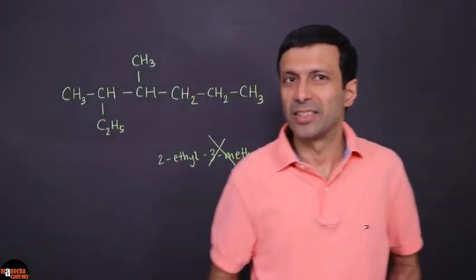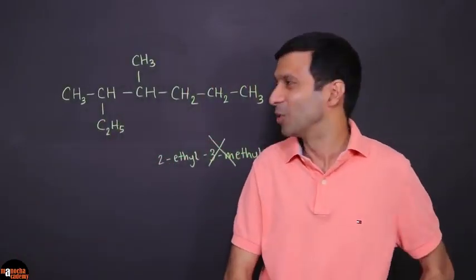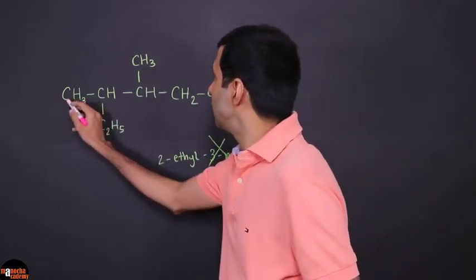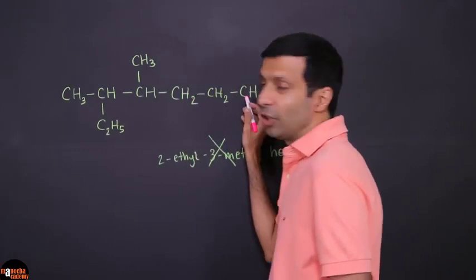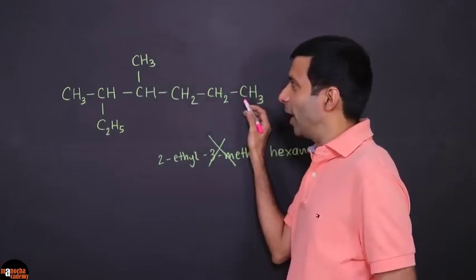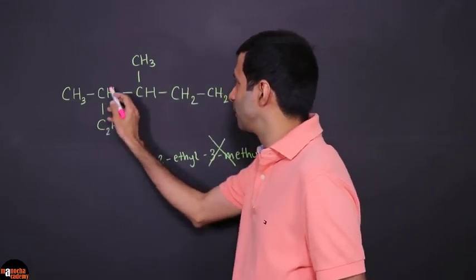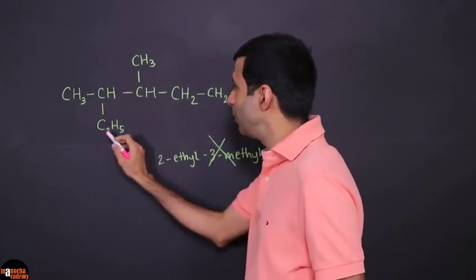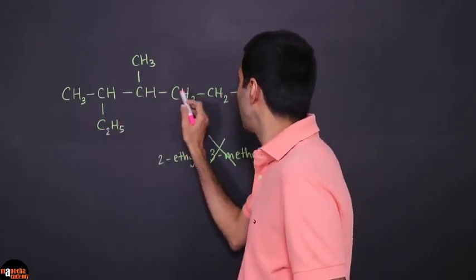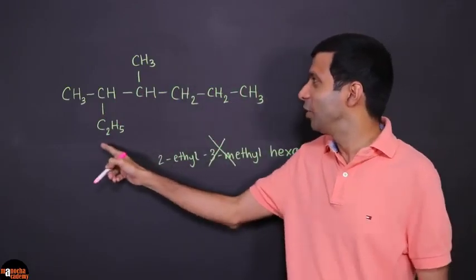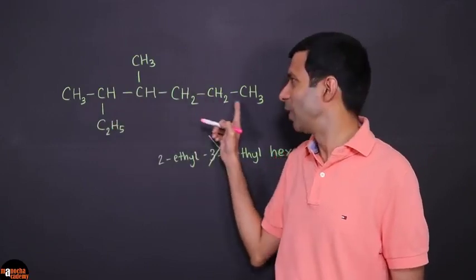So what is the right answer here? Let's take a closer look. So if you look carefully, this is not the longest continuous carbon chain. Why? Because this one has 6 carbons, but if you go like this, then can you see there will be 2, 3, 4, 5, 6, 7 carbons. So the longest continuous carbon chain is this one.